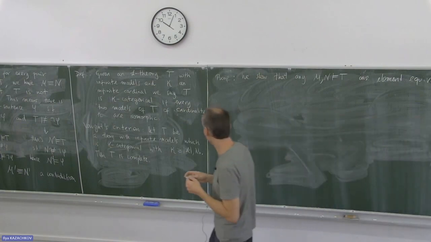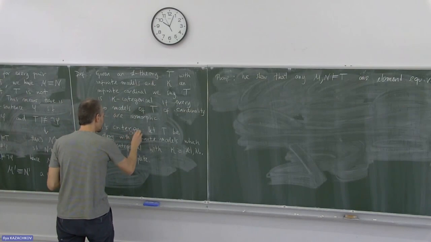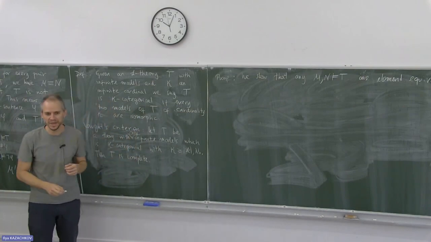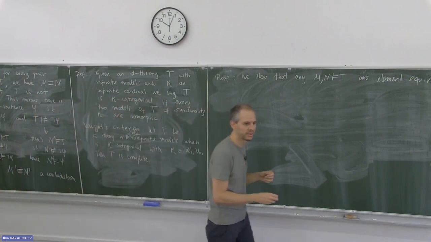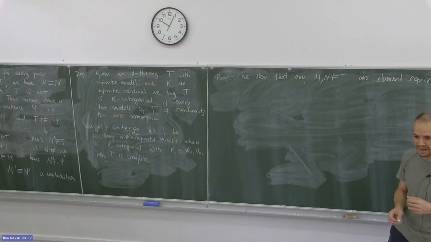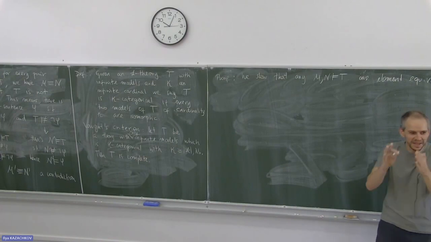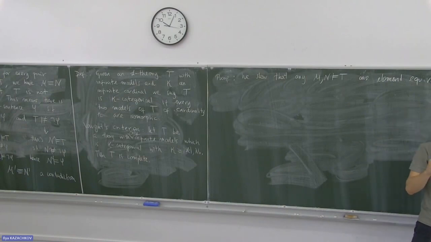Oh, sorry, I should have said a theory with only infinite models. I don't want a theory that has finite models. Yes, absolutely. Because he's saying he wants to increase to size kappa or decrease to size kappa. Exactly, he's basically giving the proof.